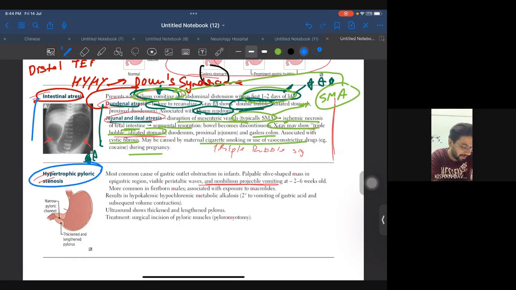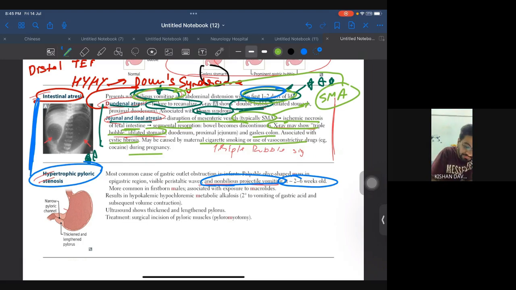Now, sometimes the diagnosis will be confused between intestinal atresia and pyloric stenosis. To distinguish between them, just look at the vomiting. Here, there is non-bilious vomiting. It means that bile components won't be present in the vomit. Whereas in intestinal atresia, bile components will be present in the vomit. So like this, you have to differentiate. Another thing, pyloric stenosis occurs at 2 to 6 weeks old, whereas intestinal atresia occurs in the first 1 to 2 days of life. 1 to 2 days, 2 to 6 weeks. So this is how you will differentiate, if the symptoms are sometimes not able to differentiate.